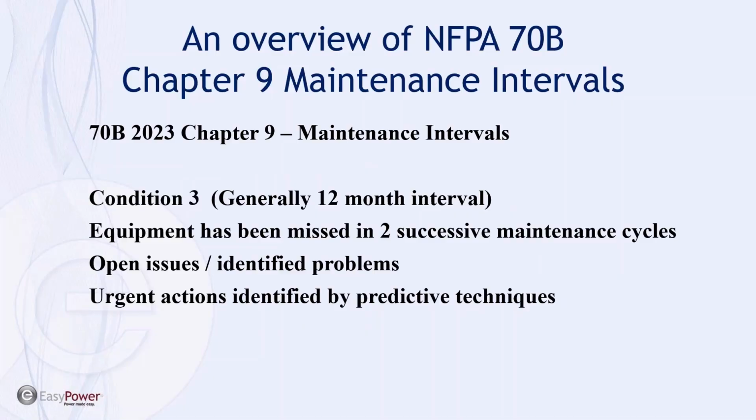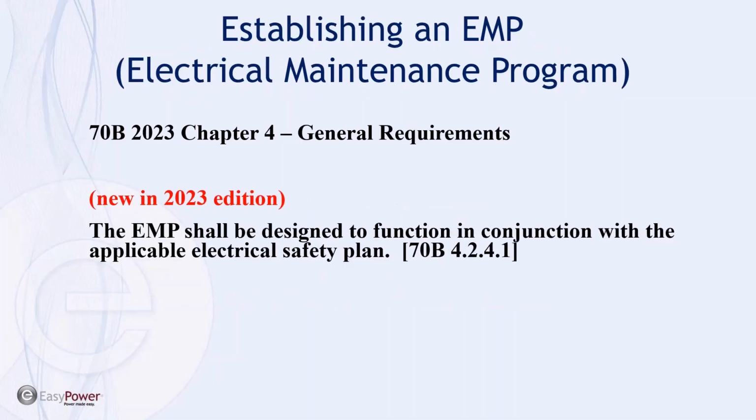Condition 3 is the last, which is again a general interval of about a year or less. Equipment that's been missed in cycles, has open issues, or just simply has urgent actions from predictive maintenance. An urgent action for predictive maintenance might be a critical heat signature from the infrared, something that would typically require some level of immediate response of resolving or even replacing components that would have that type of problem. So we can see that Chapter 9 gives us this structure of assessing all of our equipment and then the intervals thereof.